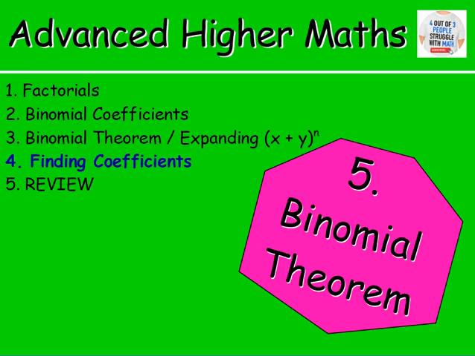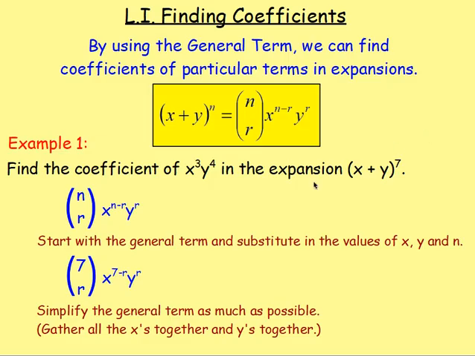The last lesson, what we had to do was find the coefficients. So if we had, for example, x plus y to the power of 7, well, you could expand that using your binomial expansion, binomial theorem, but it'll take you quite a bit of time. There is a quick way of doing that using the general term.